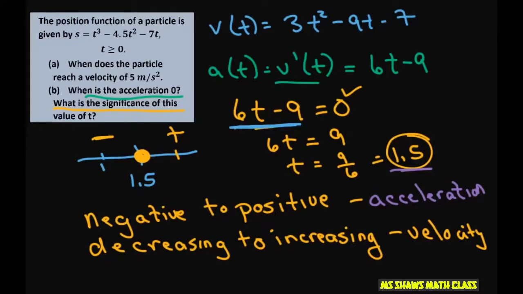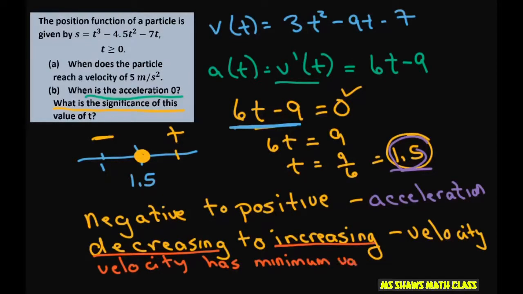So the significance of this value is that it has a minimum value. That tells you the velocity has a minimum value because it goes from decreasing to increasing. So that gives you a minimum when t is 1.5.